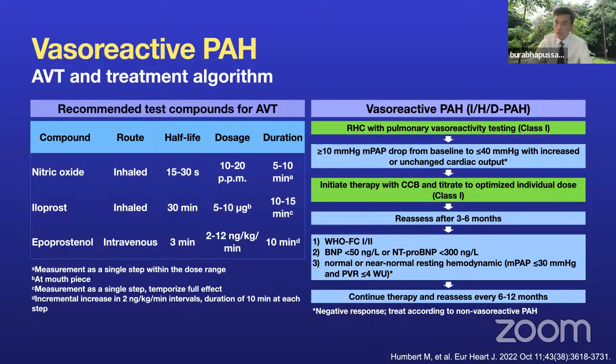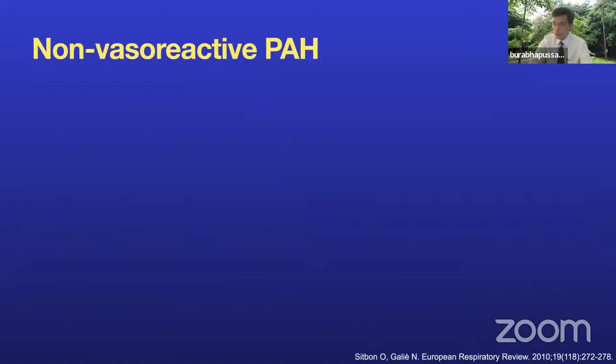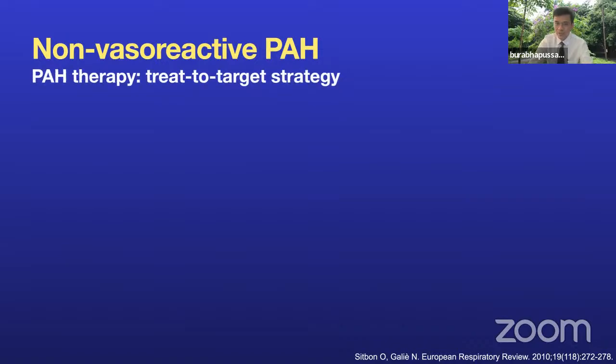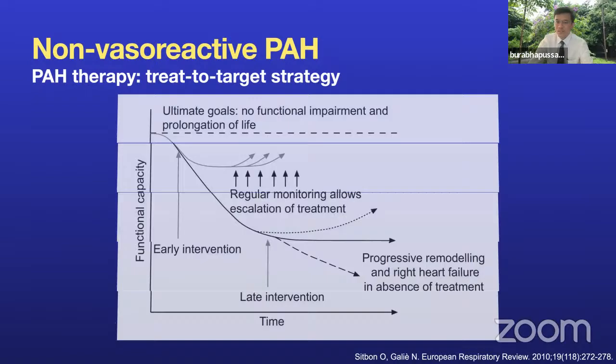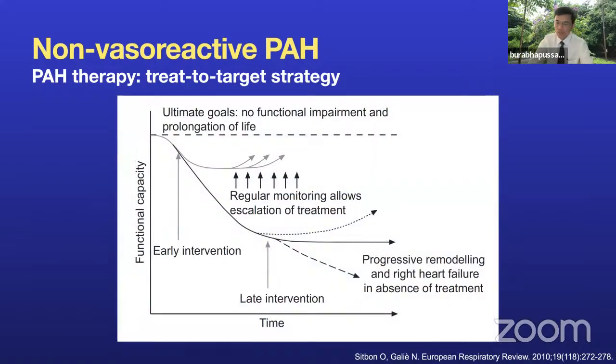But if not, we have to shift the patient to the pathway of the patients who are negative responders. So I will go to the next group. It is the main group that we are going to talk about today. It is non-vasoreactive PAH, where the concept of treatment is that we have to treat to target. This is the picture that was depicted over 10 years ago. We have to treat them to target.